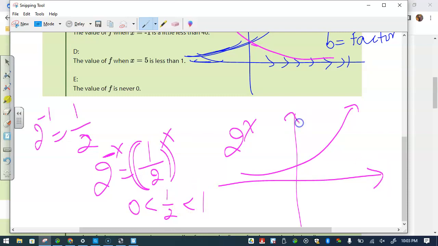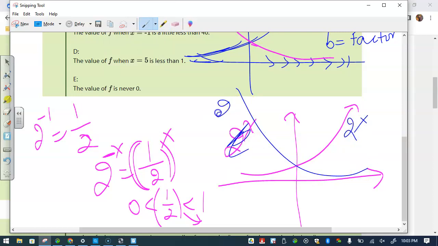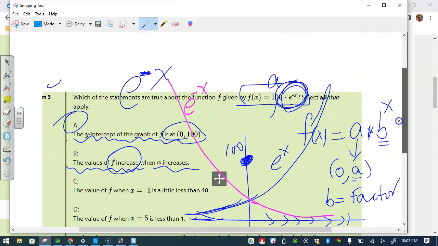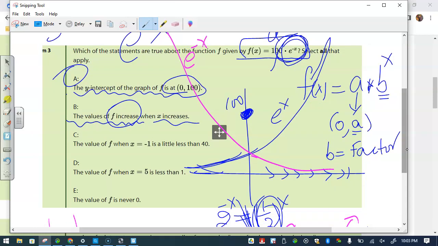And that's why, when the base is less than 1, the graph of the exponential function decreases. You get this way. Okay? So this is 2 raised to x and this is 2 raised to minus x, which is the same as half raised to x. So whenever it's a fraction like this, this is how it looks. So if we go back, that is wrong. So this is correct, this is wrong.